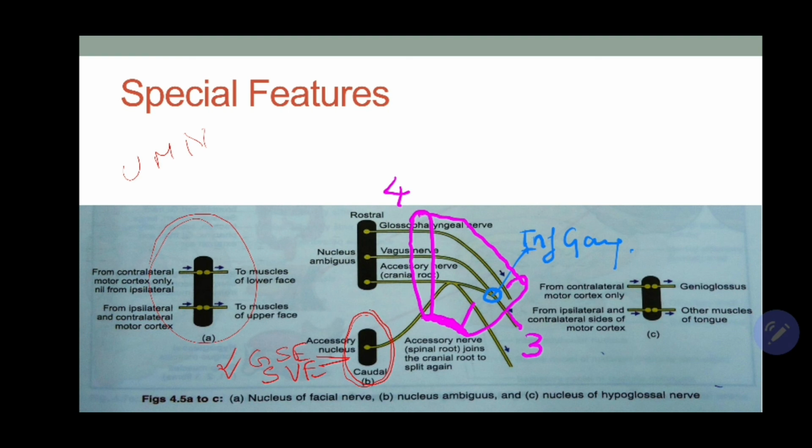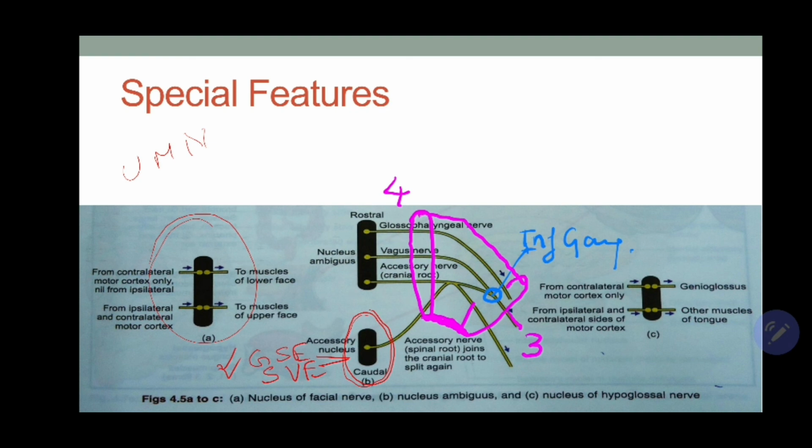So the rest of the muscles have a bilateral representation from the upper motor neurons, but genioglossus has only contralateral representation, right? The upper motor neurons of the genioglossus from the cerebral cortex reach only the contralateral nucleus. So that's why in supranuclear lesions, genioglossus will be paralyzed on the opposite side. That was about this. So in the facial nerve, the lower opposite quadrant of the face, and in the hypoglossal, the opposite genioglossus.